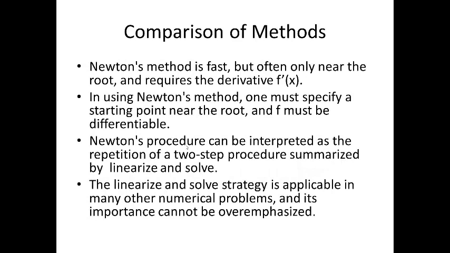Newton's method, which we looked at in 3.2, is very fast, but often only near the root, and you can get runaways and things that go off to infinity if you're not careful where you start. You also need to program the derivative f prime of x. So, using Newton's method, you need to specify a starting point near the root, and you need to have a differentiable function.